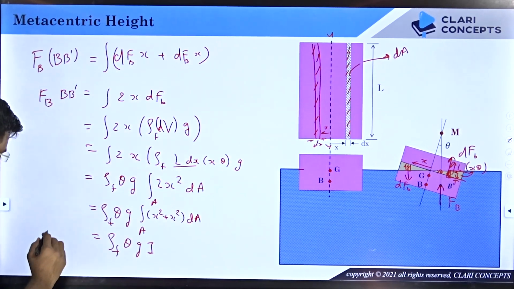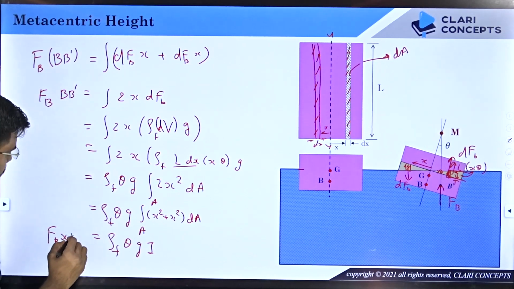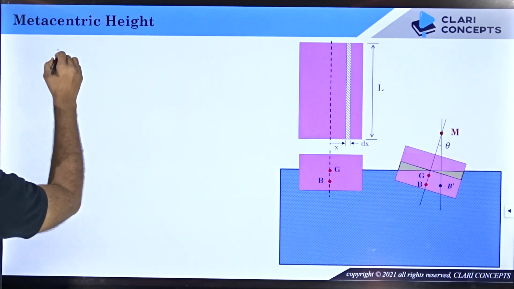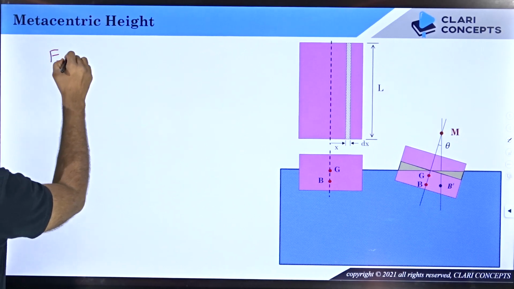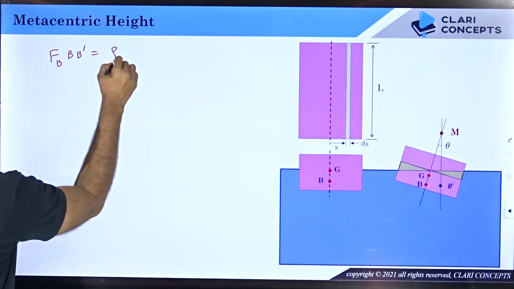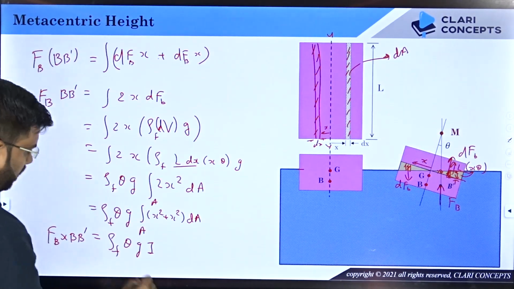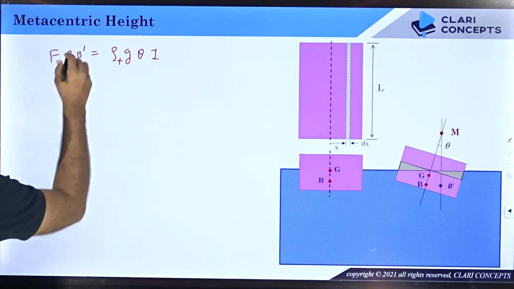Now this was FB into BB dash. So let me continue this. FB into BB dash equals rho F G theta I. Is there anything else? Yes, that's it. Now what is BB dash?